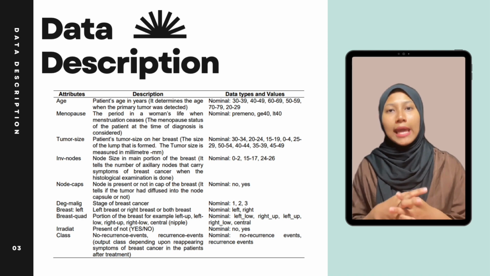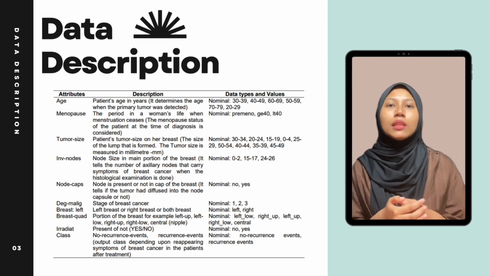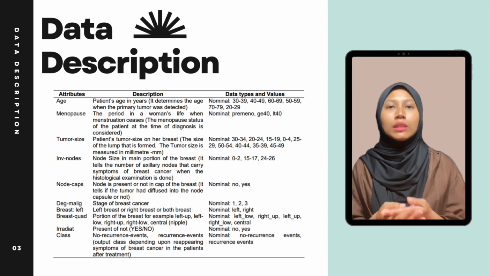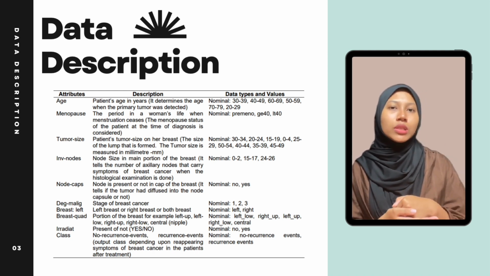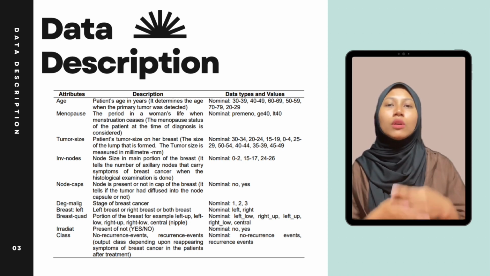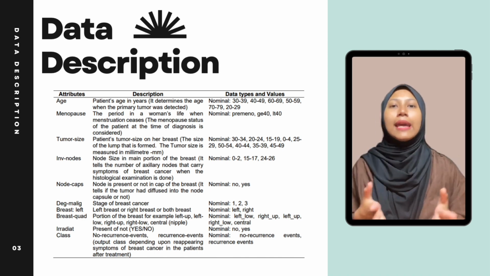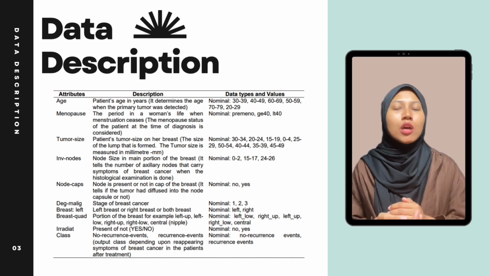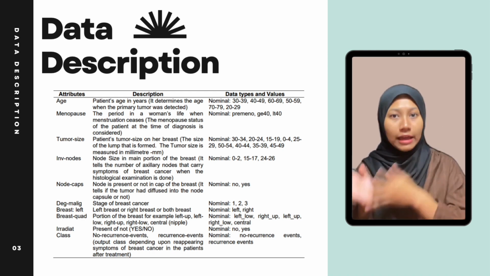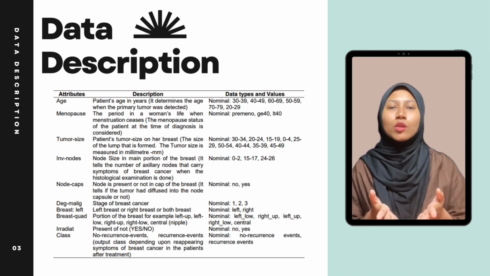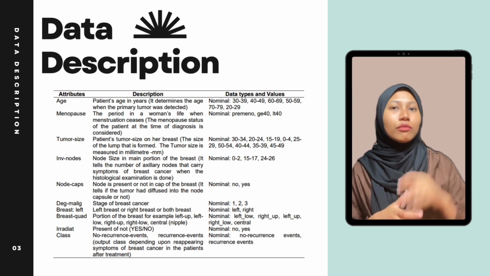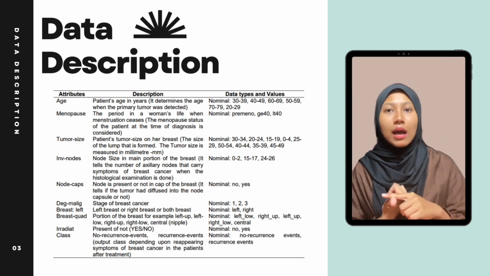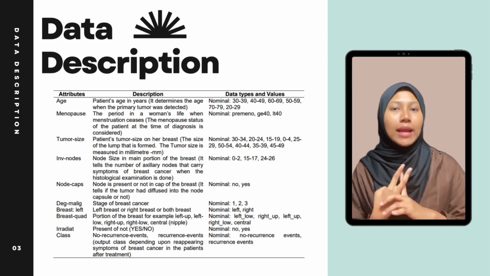Moving on to the node caps attribute, it indicates whether the tumor has infiltrated the node capsule or not. Deg malig refers to the grade of the breast cancer, which can be categorized into 1, 2, or 3. Next, the attribute breast describes the location of the breast cancer occurrence, which can be either left or right. Breast quad divides the breast into 4 quadrants including left up, left low, right up, and right low.